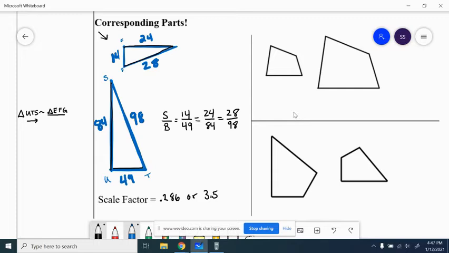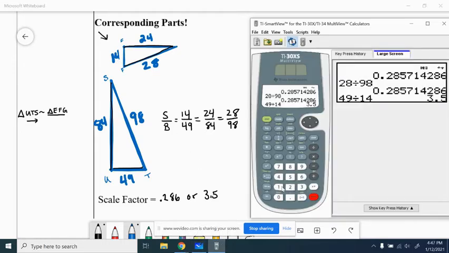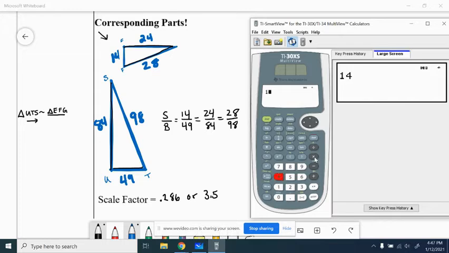Okay, so one last way just to clarify here. If I multiply 14 by 3.5, what am I going to get? Let's clear this out. 14 times 3.5, we should get 49, right? Because we know that the smallest length on our small triangle is proportional to the smallest length on our larger triangle. Okay?